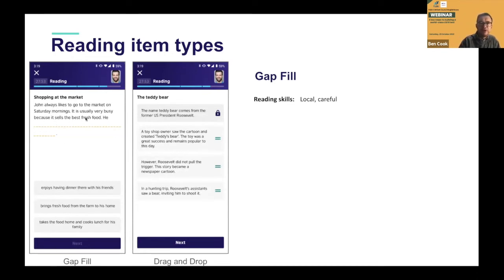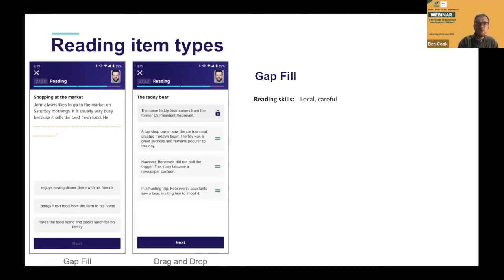They're having to read quite carefully up until this point. "He," so that tells me there's got to be a verb coming: enjoys, brings, takes. I need to be reading quite carefully to make sure I choose the correct response. We're not asking them to look at the whole text and come up with a summary of it or anything like that, which would be more global. This is more focused on local understanding, reading each word, reading each sentence, and making sure we understand it.